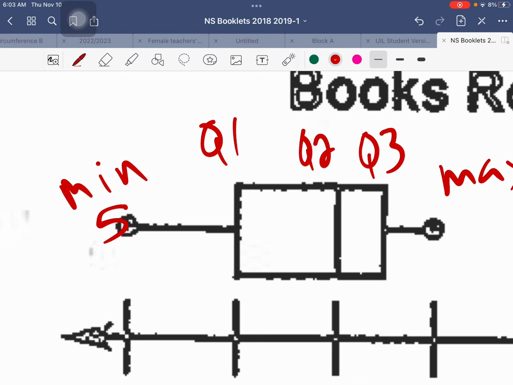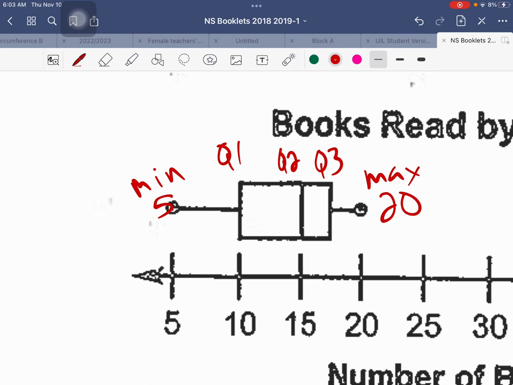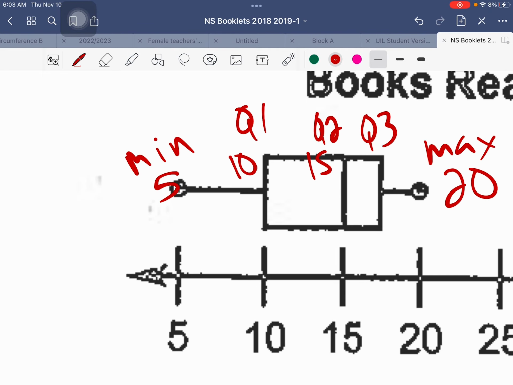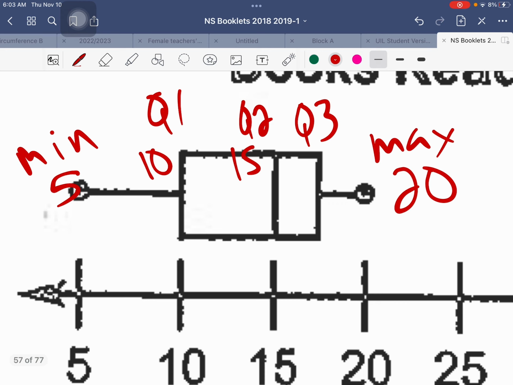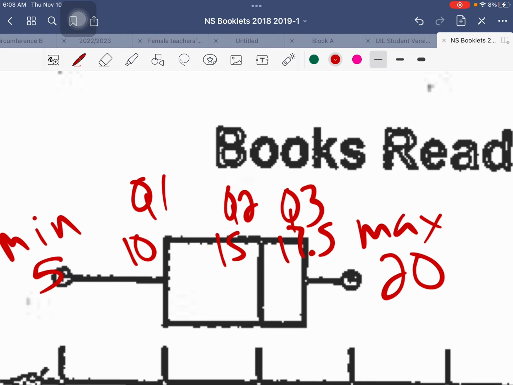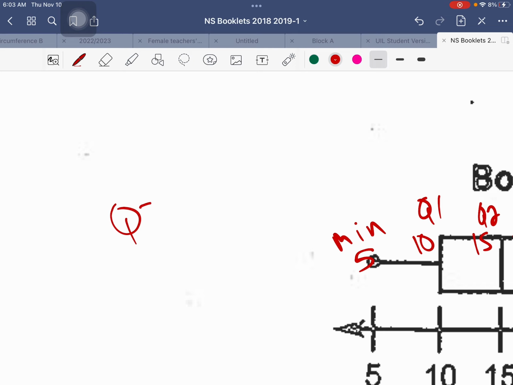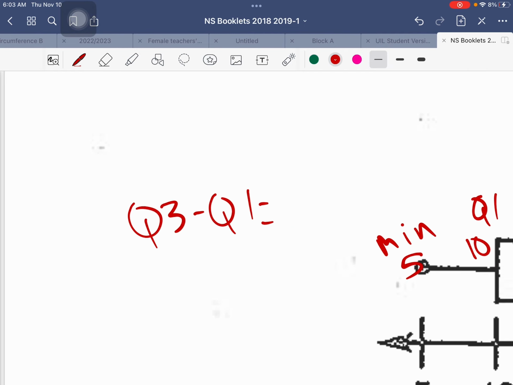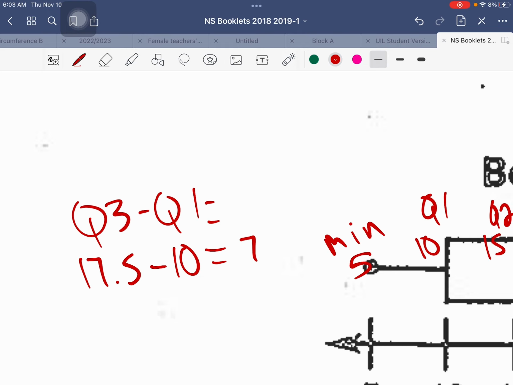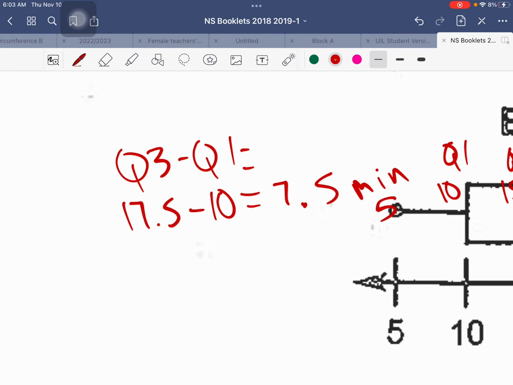Acá tenemos 5, tenemos 20, 10, 15, y that would be right in the middle. Right in the middle would be 17.5. Ahora, the difference between Q3 and Q1, that means subtracting here 17.5 minus 10, that will give me 7.5. So that's the IQR for the one on the bottom. Así de fácil.